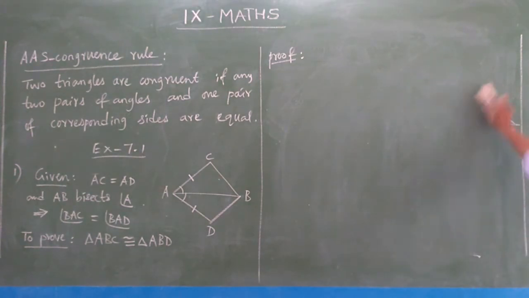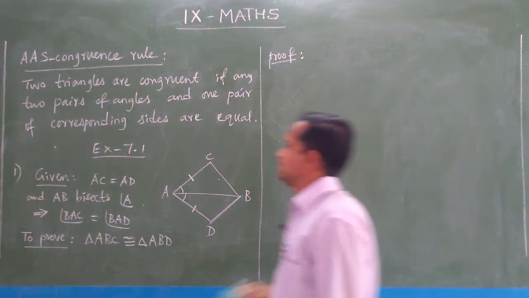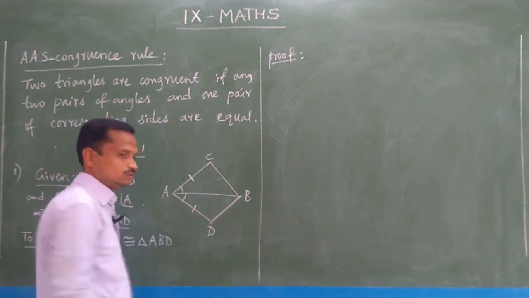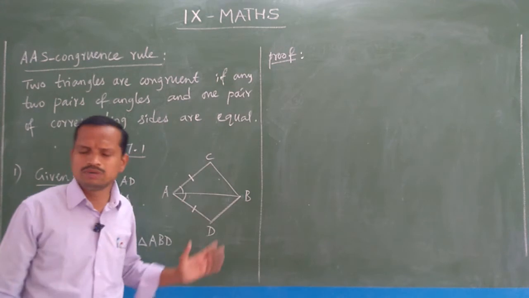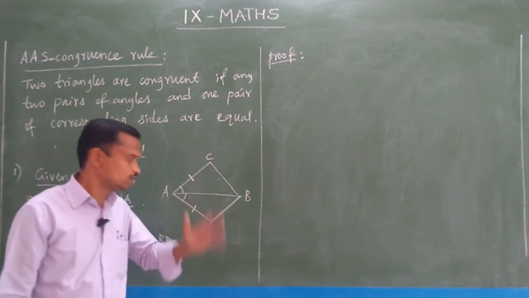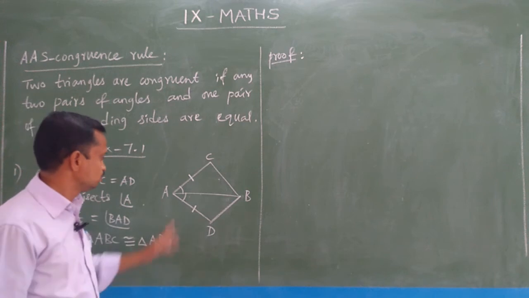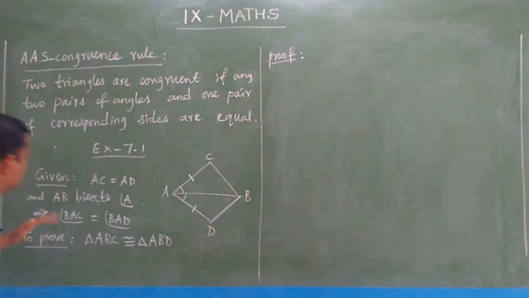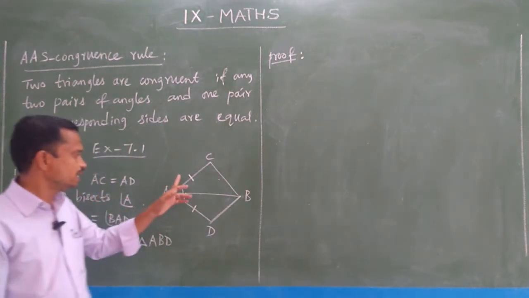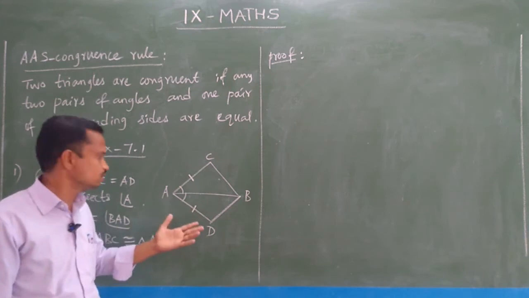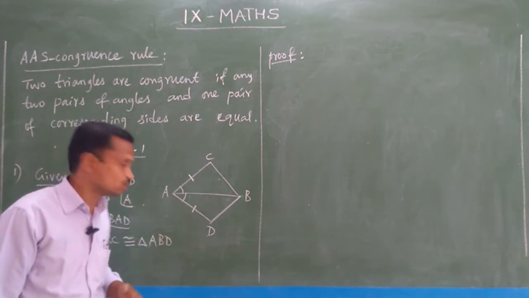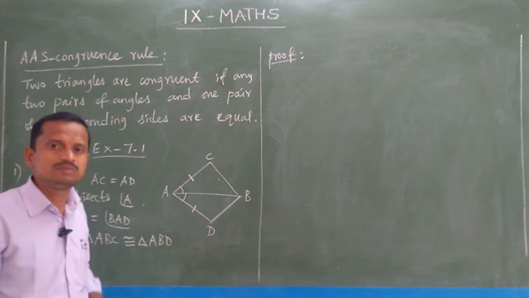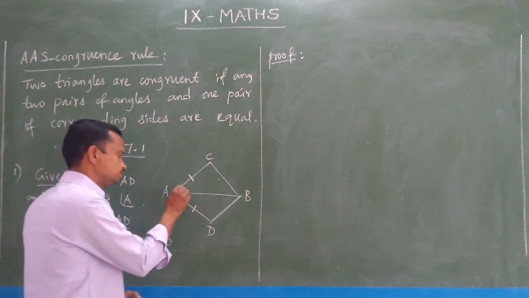Coming to the first question in exercise 7.1, you see this diagram is given, a quadrilateral ABCD. Quadrilateral means it should be named in a clockwise or anti-clockwise order. Generally they give the name ABCD, but the shape is a quadrilateral. In this quadrilateral, AC is equal to AD, so the two sides are equal. AB bisects angle A. That means these two angles are equal.